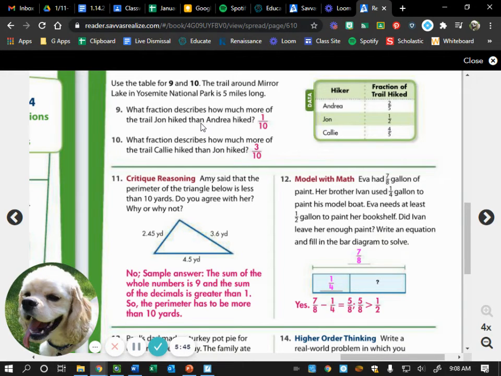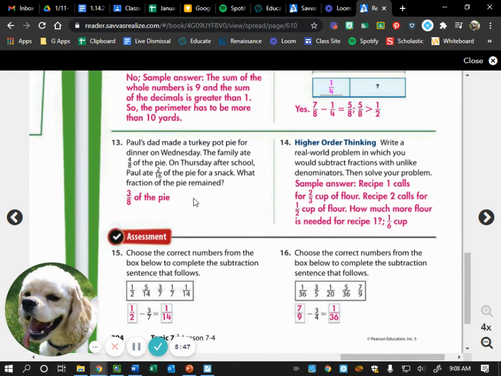Finally, we had number 13. Number 13 says, Paul's dad made a turkey pot pie for dinner on Wednesday. The family ate 4/8 of the pie. On Thursday after school, Paul ate 2/16 of the pie for a snack. What fraction of the pie remained? So this was a multi-step problem. You first needed to add up the amount of the pie that was eaten. So we needed to add 4/8 and 2/16.